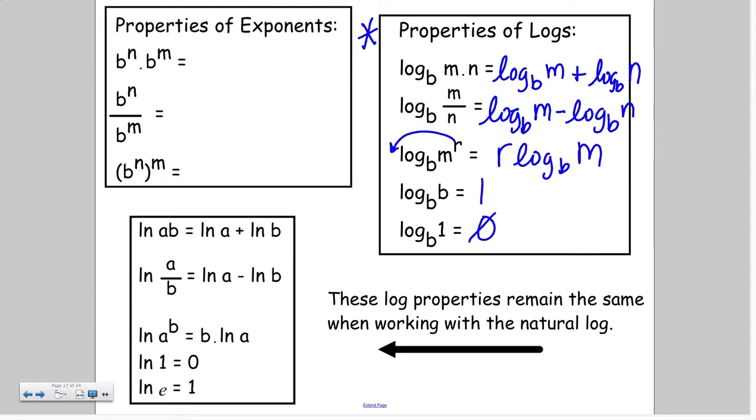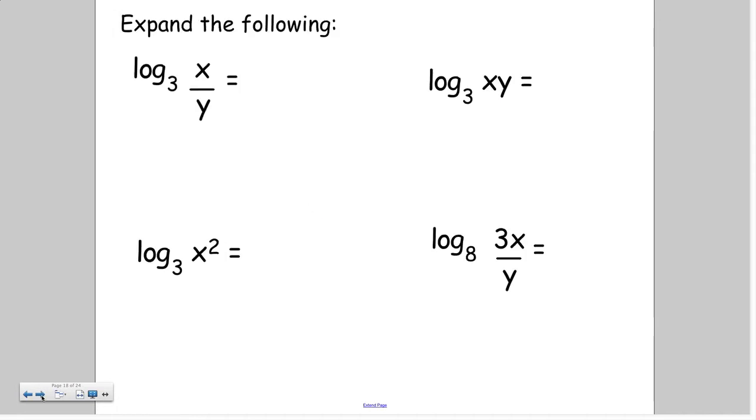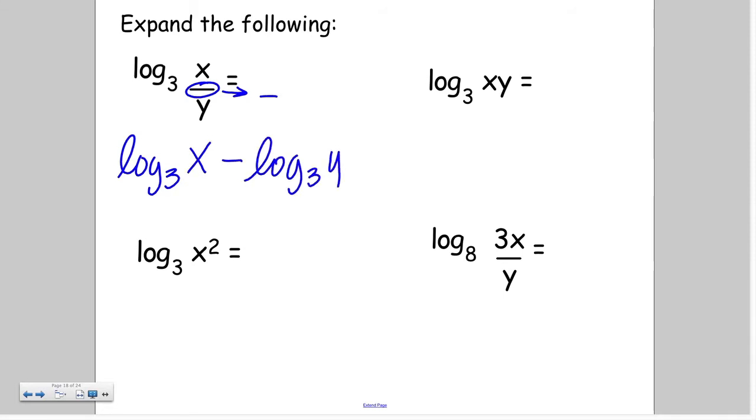And then there's the equals 1 and equals 0 property. And remember, they're the same thing whether you're doing a natural log or a regular log. So if I'm expanding the following, I want to make them bigger. So because I have division, that means I'm going to do subtraction. So log base 3 of x minus log base 3 of y. And each thing gets that log base 3.